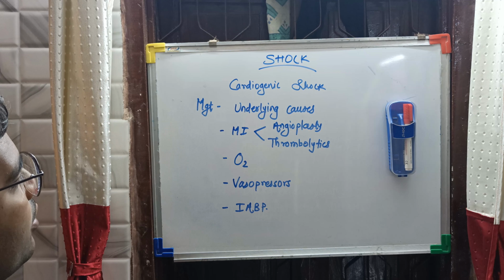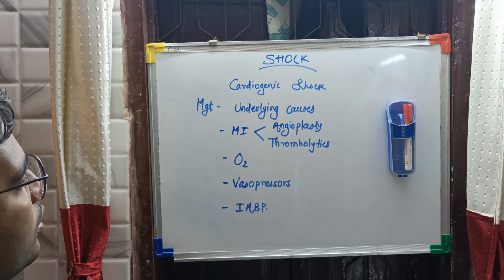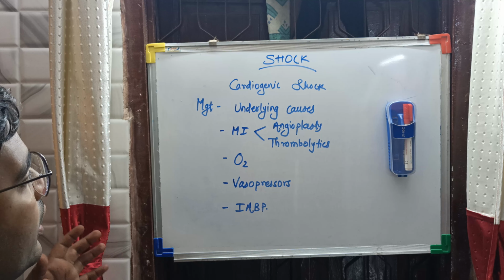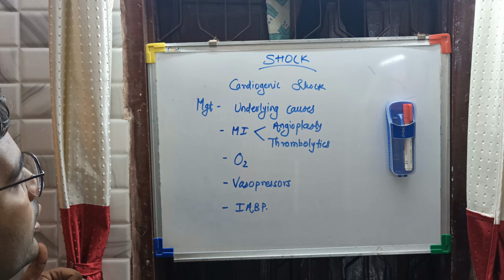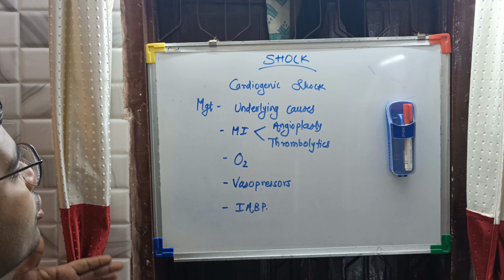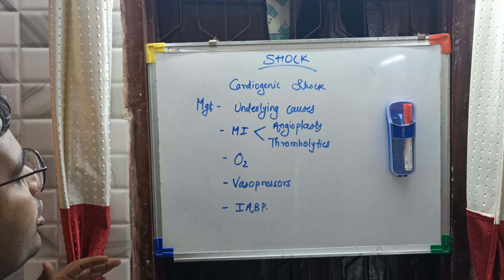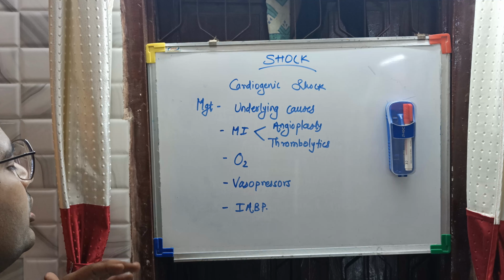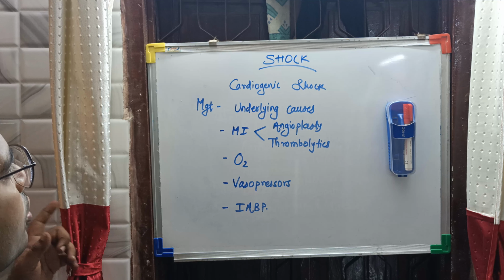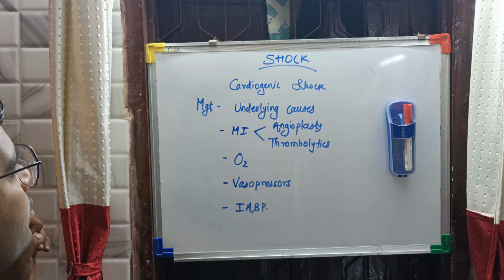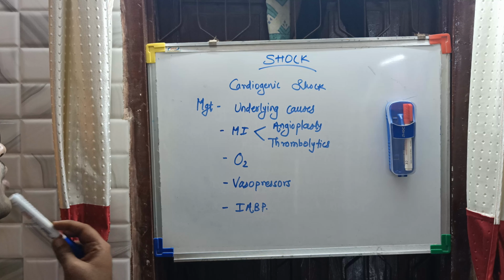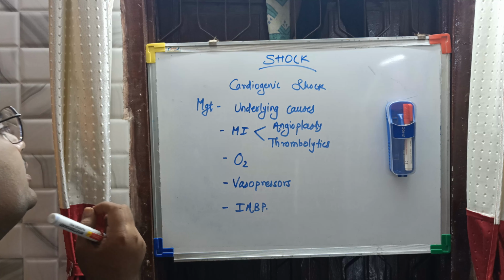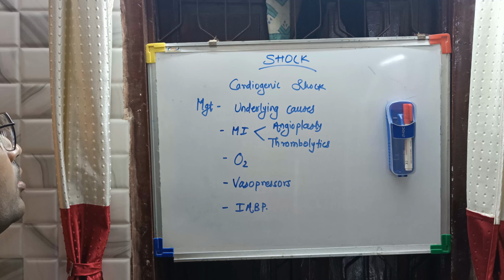and metabolic acidosis because of the low O2. Because of the decreased ATP there is lactic acid production, which leads to metabolic acidosis in the body. Now we will focus on the management part. We have to treat the underlying causes of cardiogenic shock.